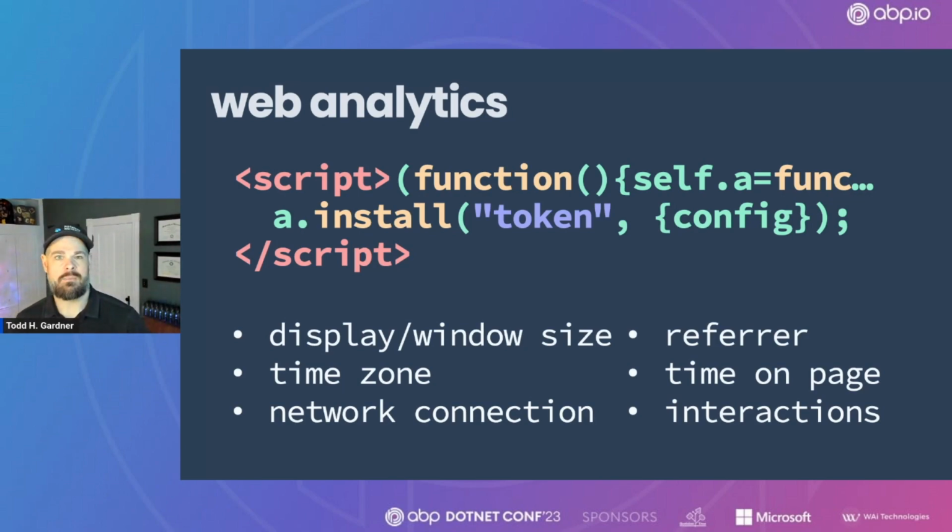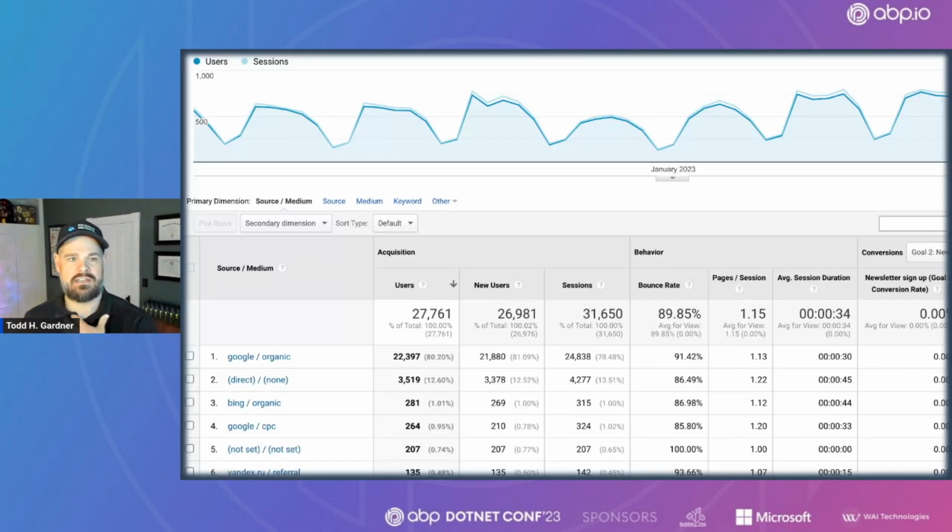Things like how big the user's display was, how big their window was, what time zone they're in. Sometimes on browsers, we can even get what kind of network connection they're on, where they came from, like what other page, how long they're spending on the page, what they're clicking on, how they're scrolling, all kinds of cool interaction stuff that we can use to learn how well our site is doing the things that we built it to do. And that data, once we can collect it, looks like this.